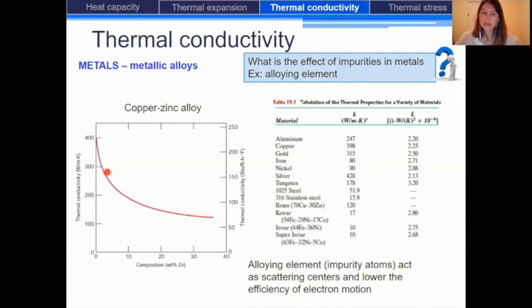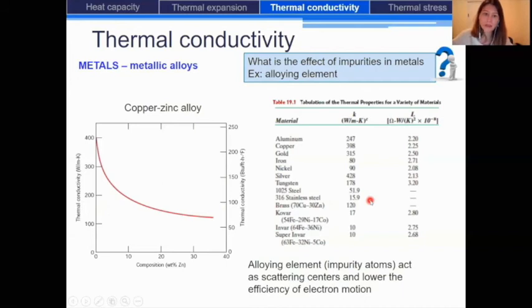And if we have a look at this table, we can see a range of thermal conductivity for all these metals and alloys. We can see that some specific materials have a rather low value for thermal conductivity, even if they are metals. We can also have a look at stainless steel.